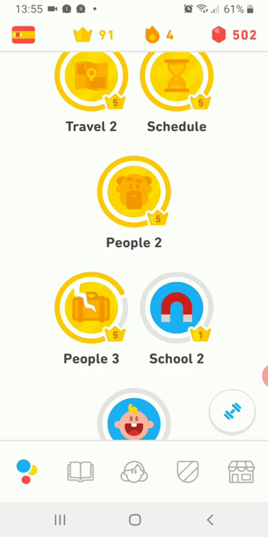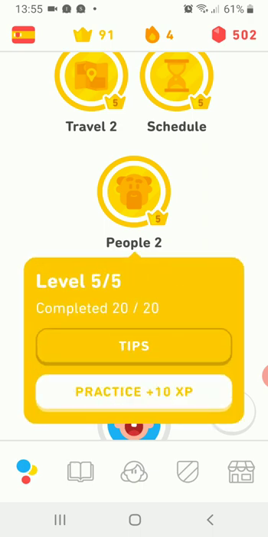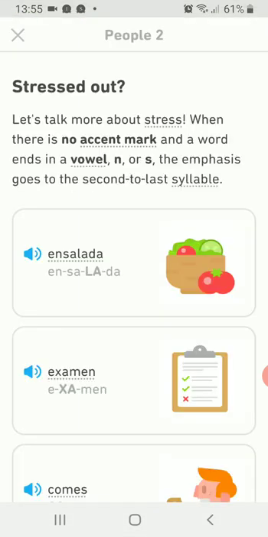So today we will learn some more Spanish and I'm using this smartphone application, the Duolingo application, and we're going to learn about people. This is the second part of this theme. Let's look at the topics. So we'll talk about stress. So stressed out. What is that you have to stress out?